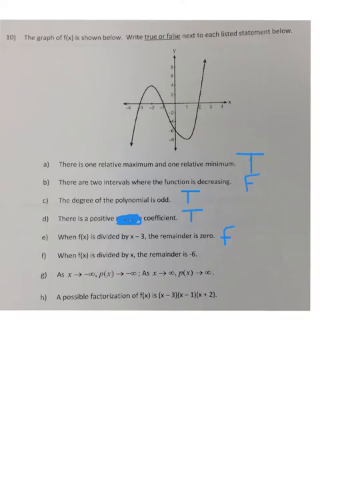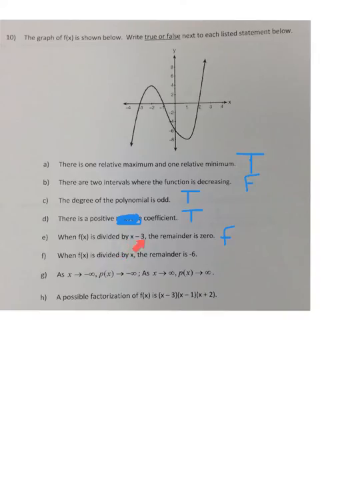All right, let's look at F. When f of x is divided by x, the remainder is -6. So if f of x is divided by x, that means x would be a factor, but the 0 would be x equals 0. Okay, so I'm going to say that again. If f of x is divided by x, just like f of x being divided by x minus 3, this is a factor, so is this.